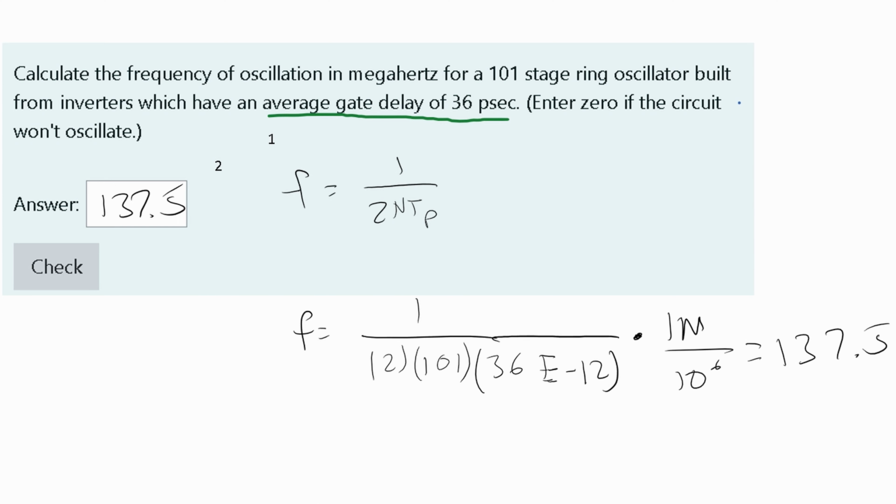Now, I couldn't find too much about this, but for values of like 36 and 27 picoseconds, it will oscillate. And for lower values like 12 or 13, I don't know the exact magic number, but I found that it will not oscillate. So I believe it has to do with the average gate delay. If it's too small, it won't oscillate. And if it's large, it will oscillate. Haven't found the exact number. That'd be very helpful. But that's how I looked at this problem.